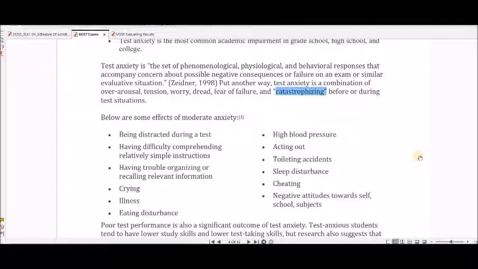And my favorite concept is the idea of catastrophizing, which I've already kind of covered with you. This idea that this test is worth more than it actually is. If I fail this test, it's going to be a catastrophe. Lots of people do that.